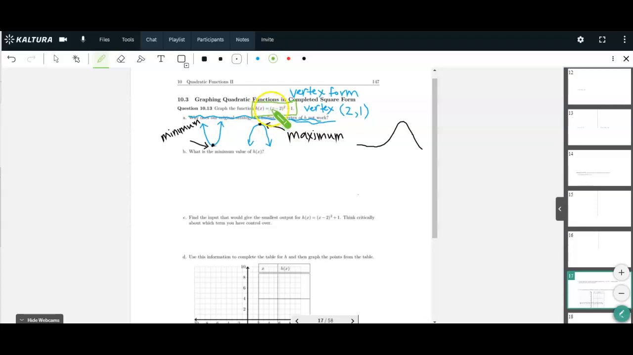So if that first term is positive, then it's going to be a right side up parabola. So we have something that looks like this. And this is going to be our point 2, 1 if we were to graph it on a grid. And so that means that 2, 1 would be the minimum.